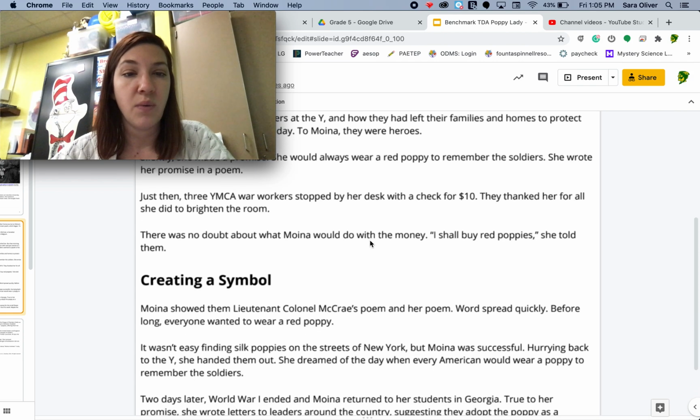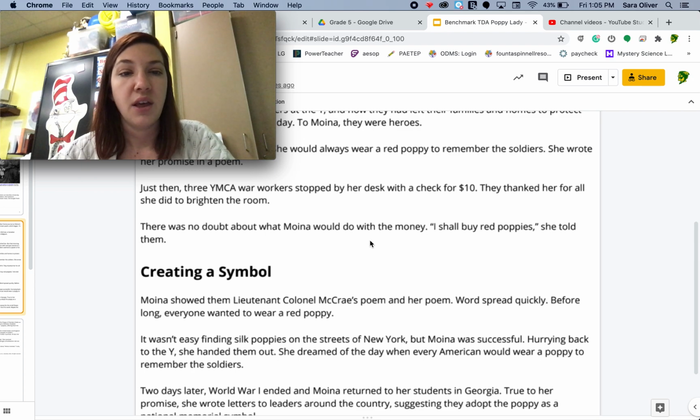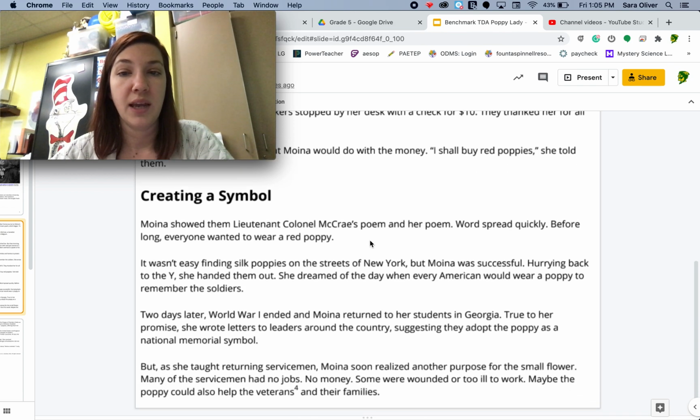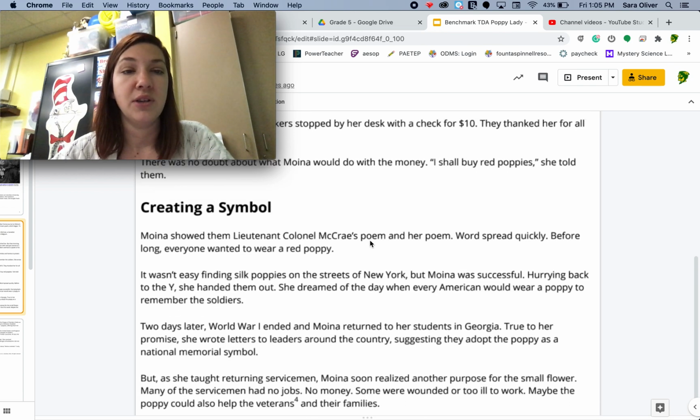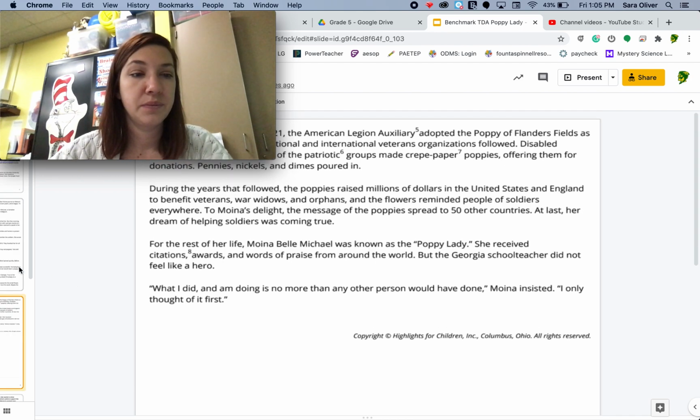Just then, 3 YMCA workers stopped by her desk with a check for $10. They thanked her for all she had done to brighten the room. There was no doubt about what Moina would do with the money. "I shall buy red poppies," she told them.